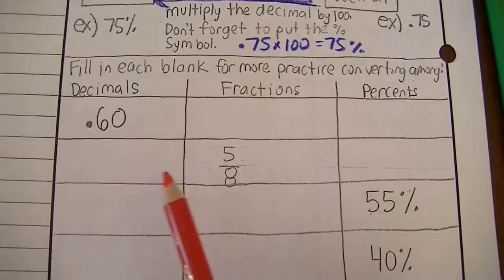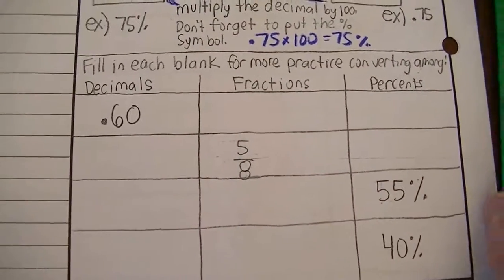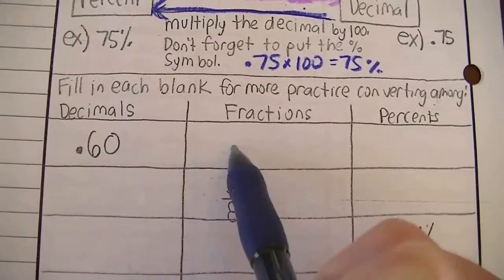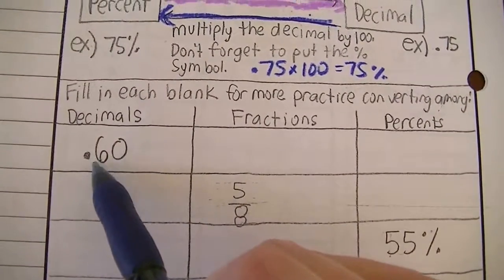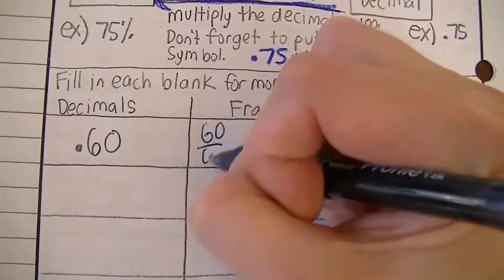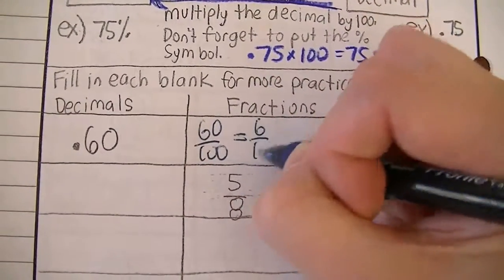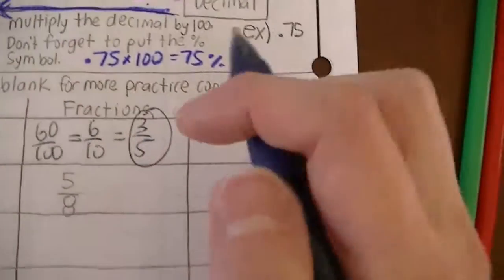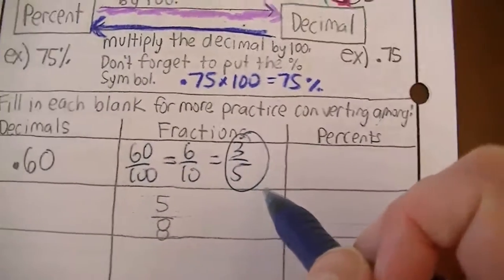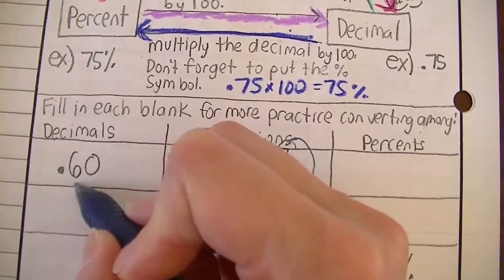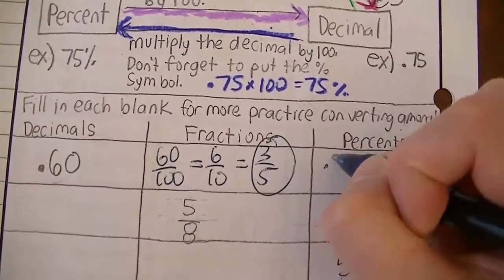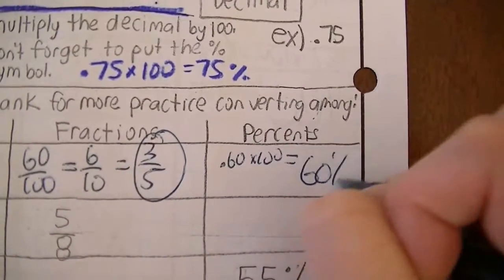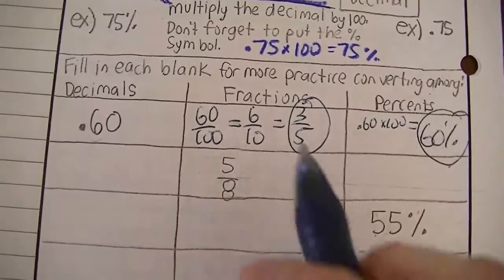Okay, pause the video, see if you can do this by yourself. Here's what you should get as your answers. Decimal to a fraction, say it out loud, 60 hundredths. Simplify it. There we go. Okay, let's go ahead and get the percentage. I'm going to take the decimal, multiply it by 100. That's what you should get.